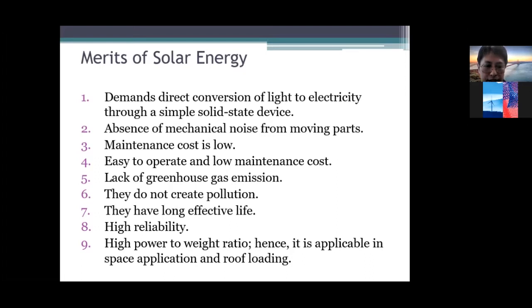High reliability and high power to weight ratio, which is therefore very applicable for roof loading. Here in the Philippines, we have a lot of researchers as well as clients who want to install solar PV on their rooftop. And of course, in space applications, the main source of energy for space satellite communications is solar.